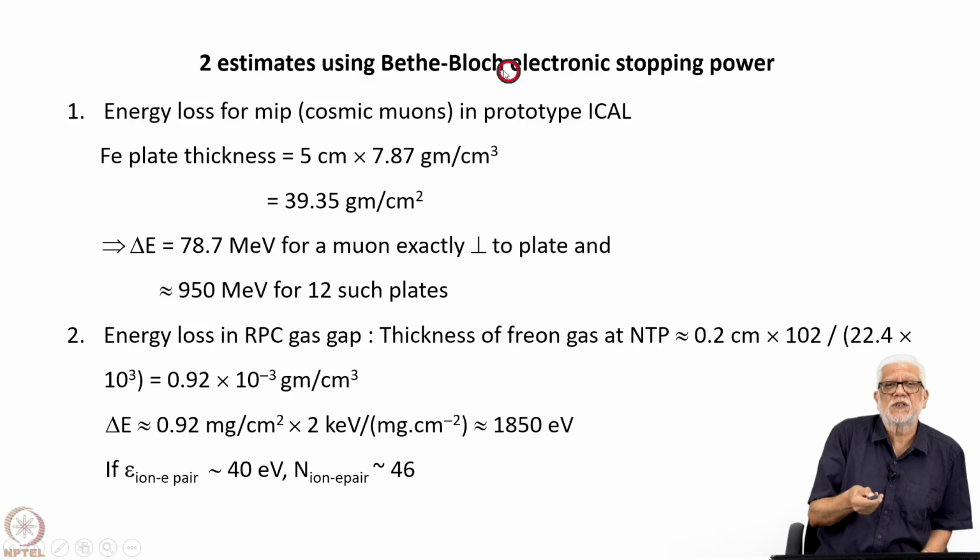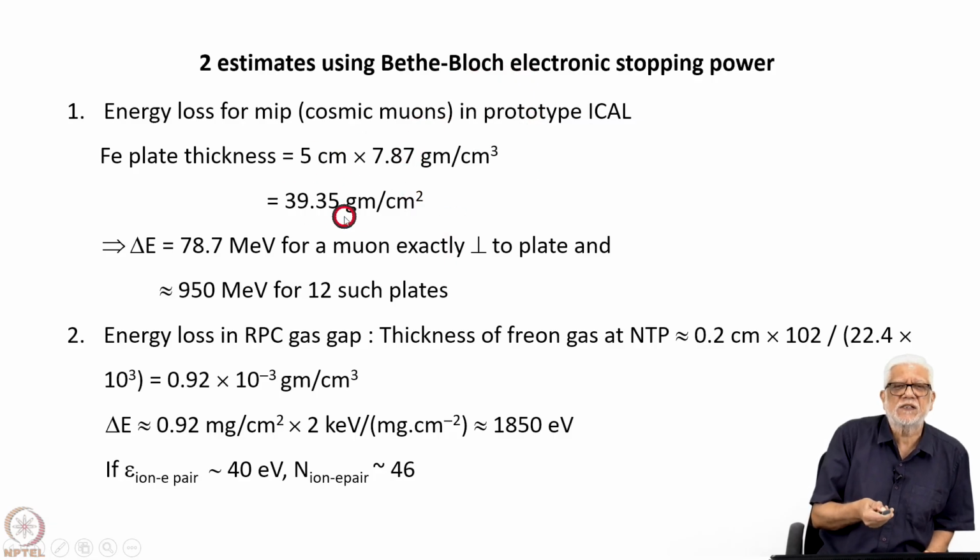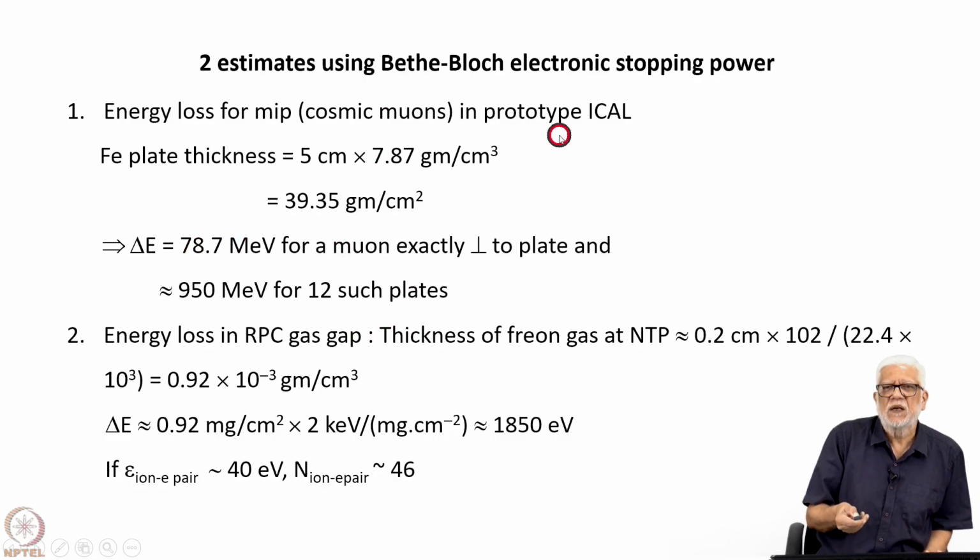I have of course chosen this because we were working with a prototype iron calorimetric detector for neutrinos, so there we had used 5 centimeter plates, but this is just an example. I mean, it could be any other material, any other thickness and so on. So, for instance, for this case, the delta E is of the order of about 80 MeV if the muon travels exactly perpendicular to the plate, and if you have 12 such plates, which is what we had in the prototype mini iCal detector, then you lose about 1 GeV.